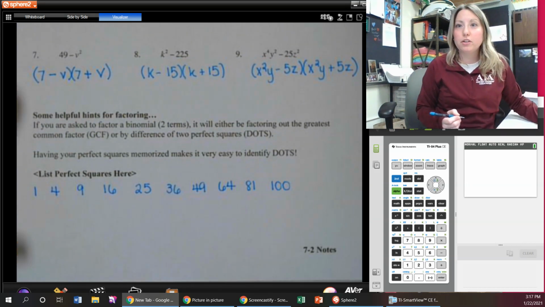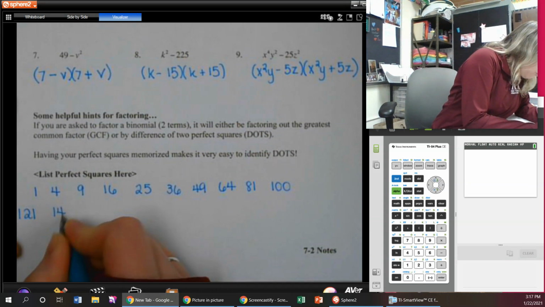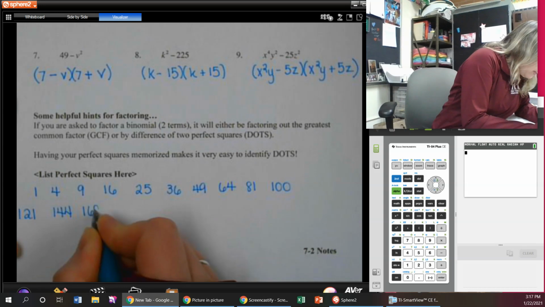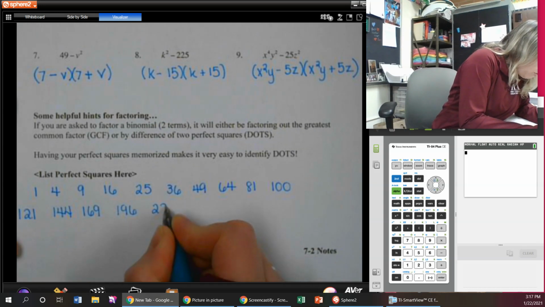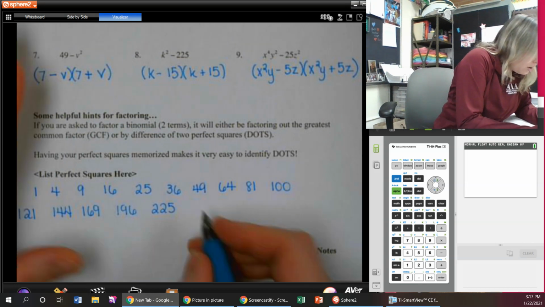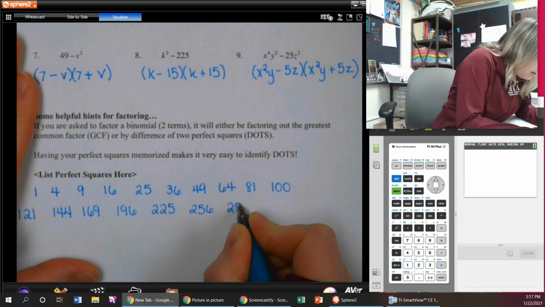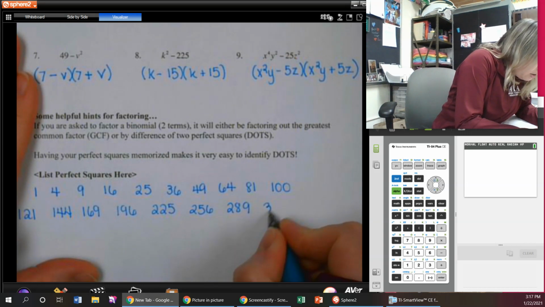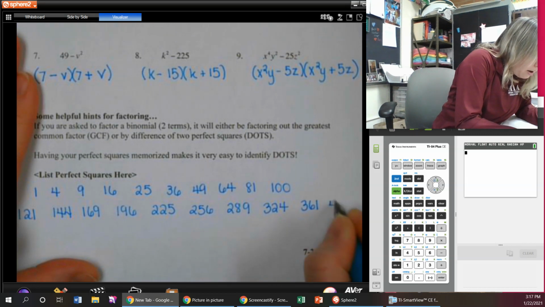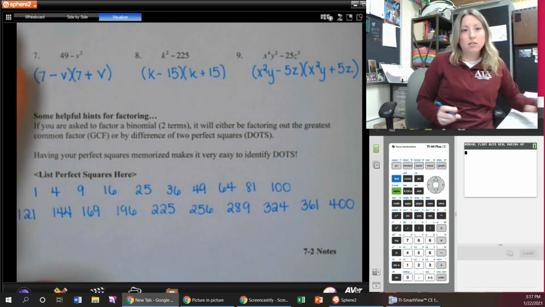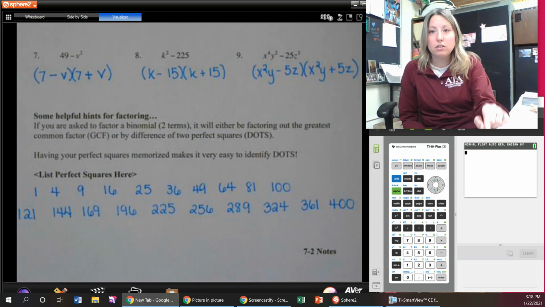I'm going to keep going because why not? 121, 144, 169, 196, 225, 256, 289, 324, 361, and 400. There are the first 20 perfect squares.